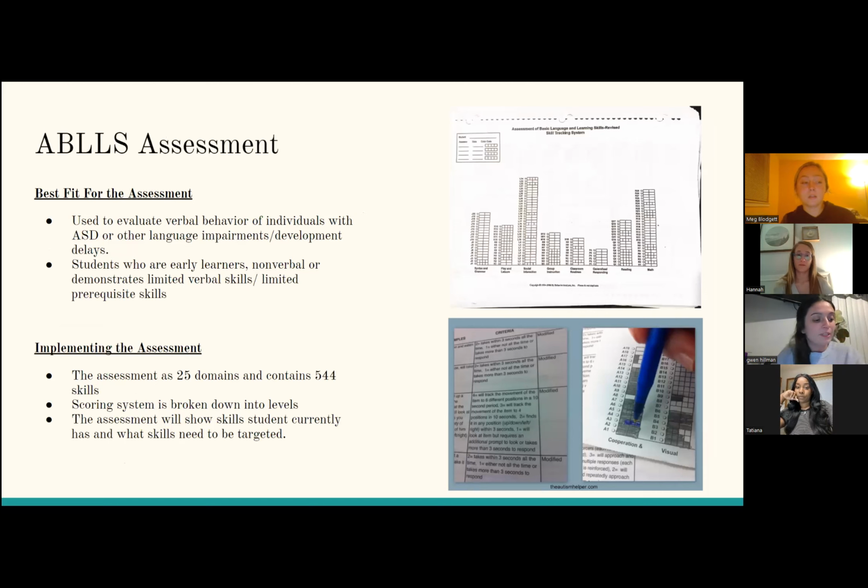ABLES is used to evaluate the verbal behavior of individuals diagnosed with ASD or other language impairments. ABLES has 25 domains and 544 skills. A few of the domains are language, social interaction, self-help, and motor skills. A graph with all the domains is filled out when the assessment is completed. The graph will grow as the student continues to get reassessed. The graph shows the progress or the regression. The ABLES is used to see what skills the student currently has and what skills need to be targeted. The skills are broken down into manageable parts to build on each other.